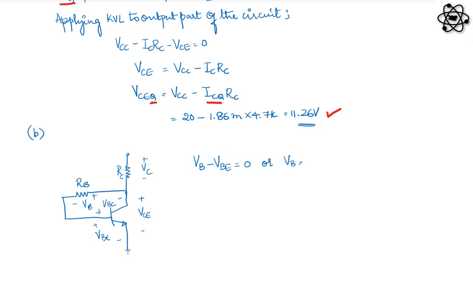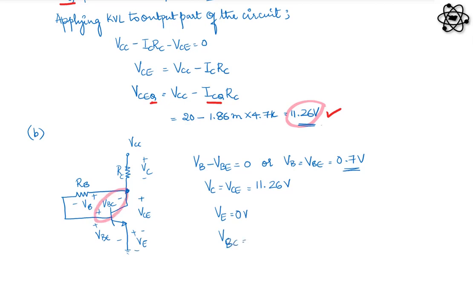So I have VB minus VBE equal to 0, or VB is equal to VBE, which is equal to 0.7 volt. VC will be equal to VCE, that is 11.26. VE is measured with respect to ground, so that is 0. And VBC will be equal to VB minus VC, which is equal to minus 10.56. This negative sign is mainly because the base collector junction is reverse biased.